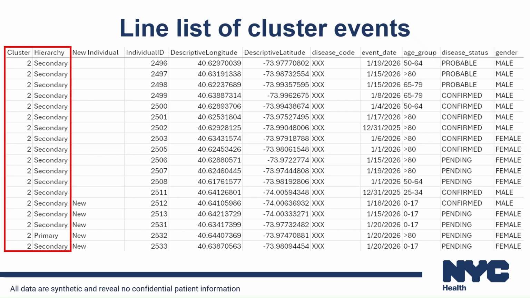This is a subset of the line list for events in cluster 2, where we see that most events are labeled as secondary in the hierarchy column. Secondary events are those that also appear in a stronger overlapping cluster, in this case cluster 1. Event ID 2532 toward the bottom is labeled as primary, meaning that it appears in cluster 2 but not cluster 1.